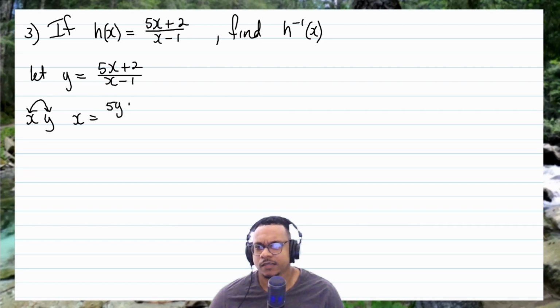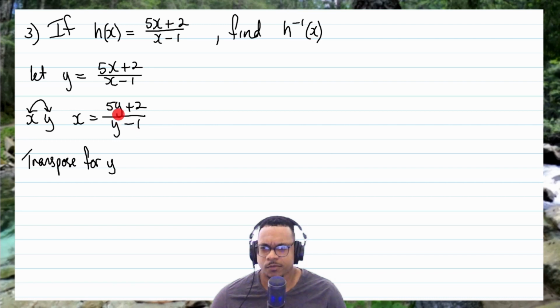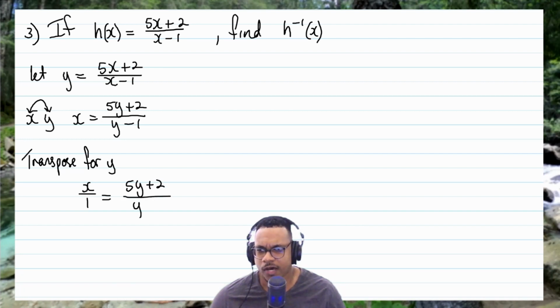So I have x is equal to 5y plus 2 divided by y take away 1. Notice that y occurring once, I replace it with x once. And x occurring twice, I replace it with y twice. And now I'll transpose for y. Now in order to make y the subject of the formula, in this situation, I'll want to cross multiply. So I'll put this x over 1. So I'll have x divided by 1 is equal to 5y plus 2 divided by y take away 1.